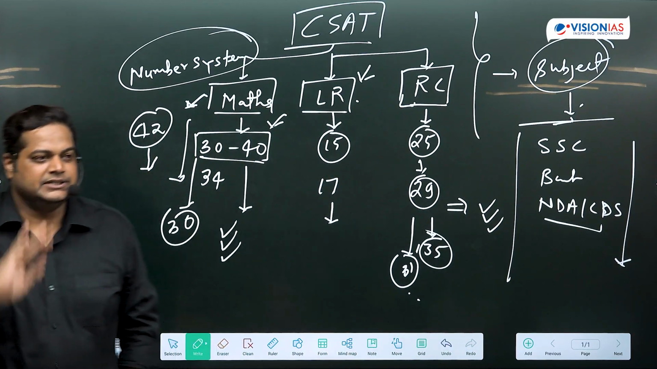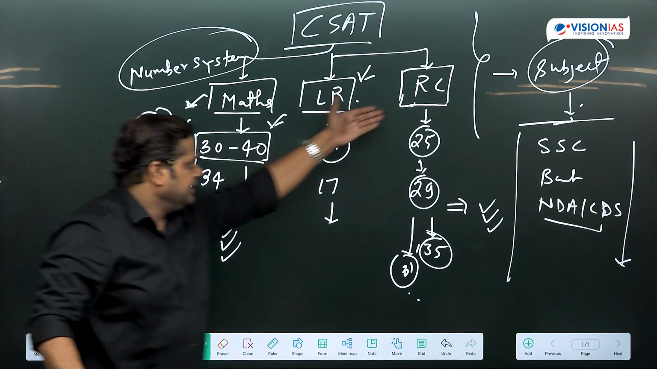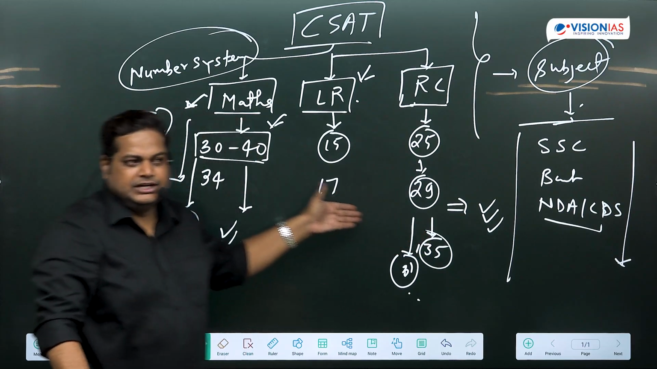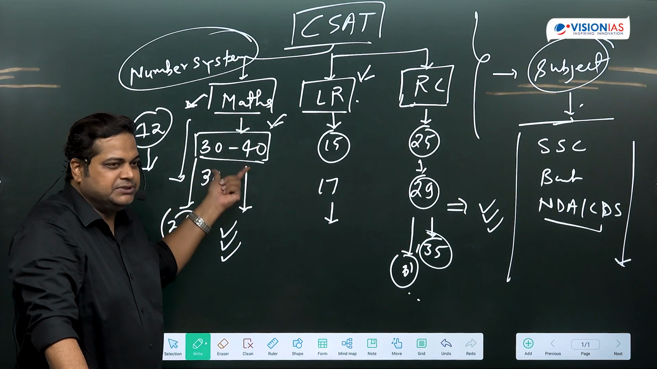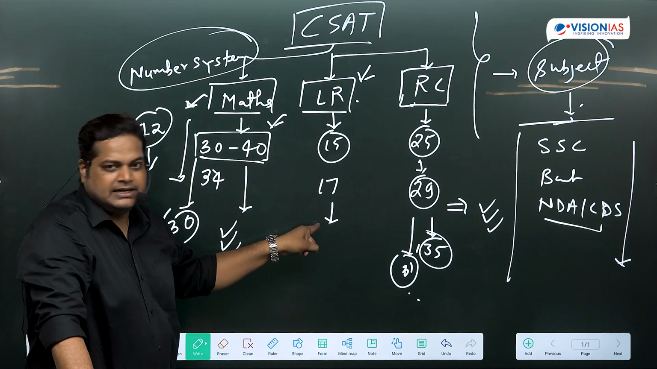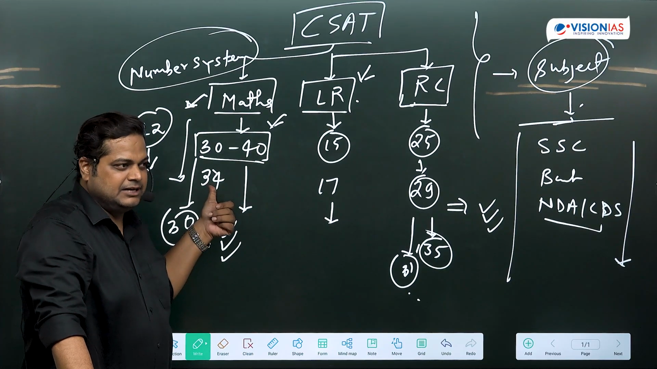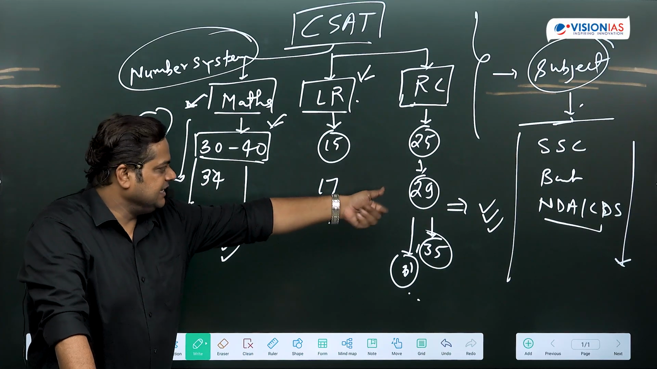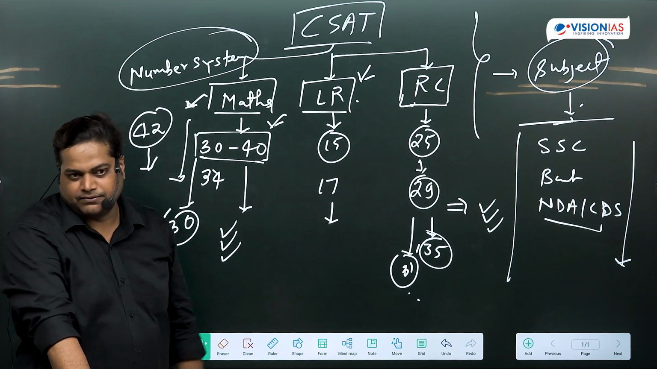More questions from reasoning. So if they are going to increase this number, they need to balance it by reducing the number of questions from here or here. So next year we can expect LR to have a lesser number of questions. This remains the same, or an increased number of questions.